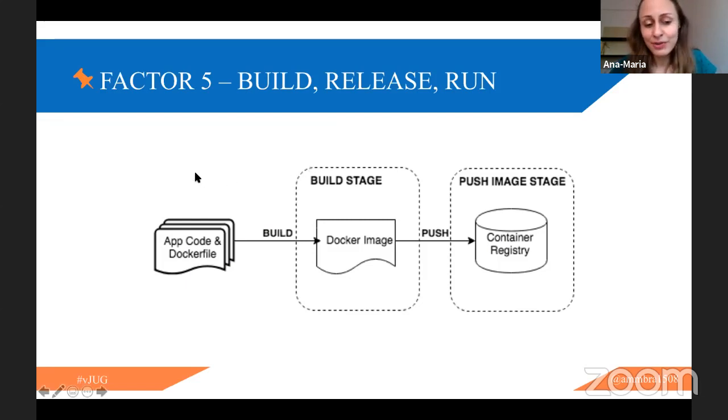So in real life, we have the application code and presumably a Docker file that is accompanying that application code. That goes through the build stage. And upon a successful build stage, a Docker image is being created. That Docker image is later pushed, in the push image stage, to the container registry. So now we have what to run ready to be run. And we could run it, right?